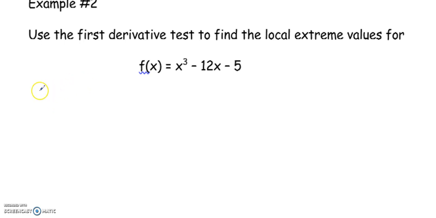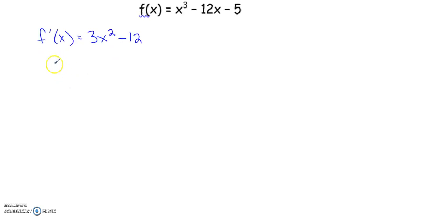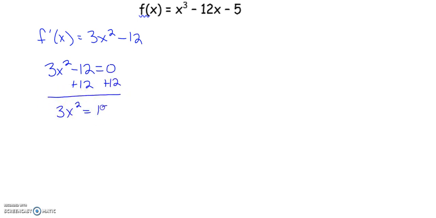So first step is to take the derivative. The derivative of this is just 3x squared minus 12. Just like before, we're going to set the derivative equal to 0. Okay, add 12 to both sides, and we get 3x squared equals 12. Divide each side by 3, so x squared equals 4.